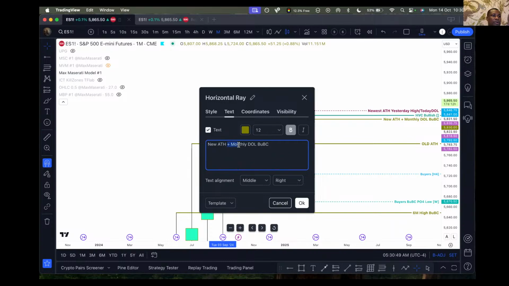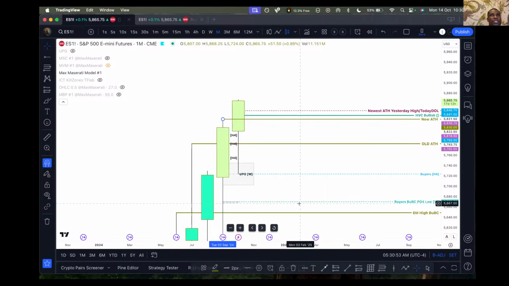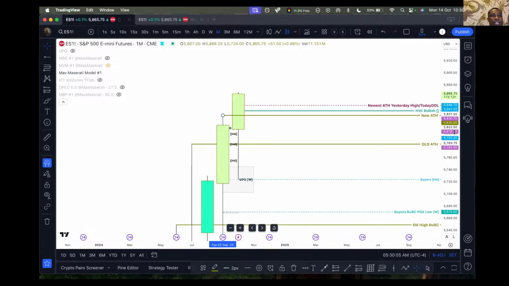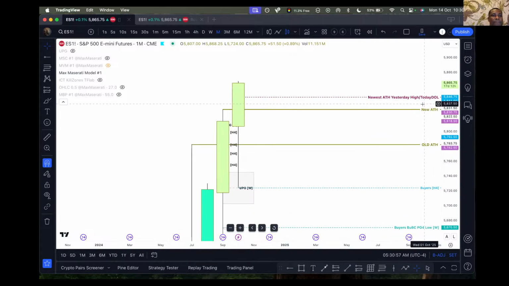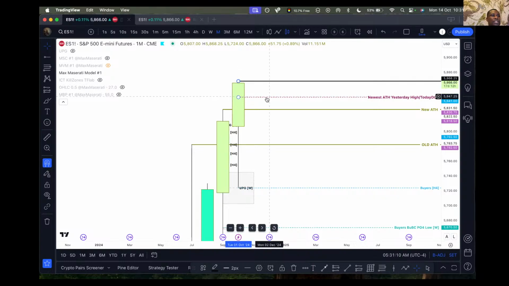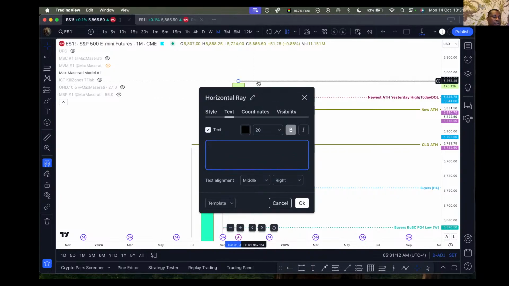It was our monthly draw on liquidity. I marked it prior to the candle taking it. So let me just delete it so I can do the analysis for you guys. Okay, and then as we can see on the monthly, we still have a bullish body close. So now we have a new all-time high. Okay, this is our newest all-time high, right? This is our newest all-time high on the monthly, the newest all-time high, ATH, right?